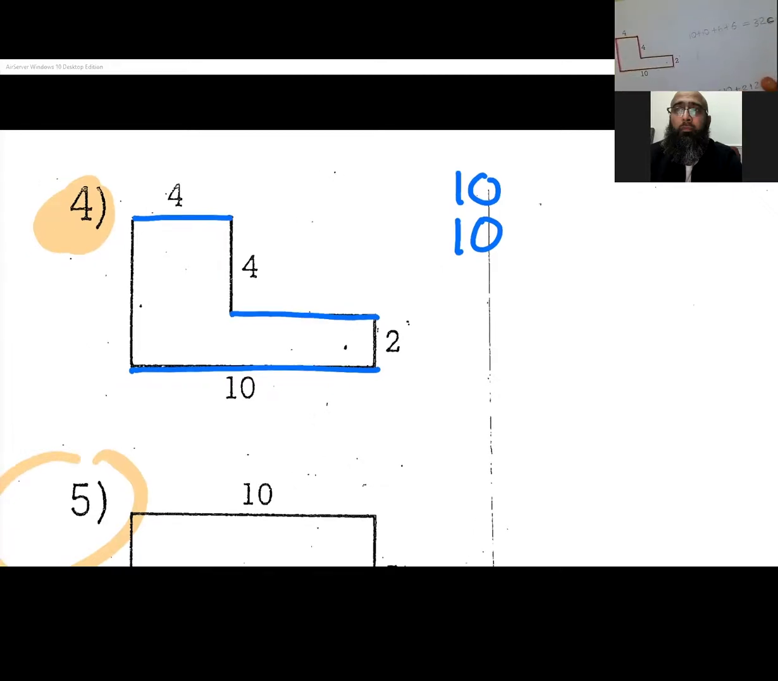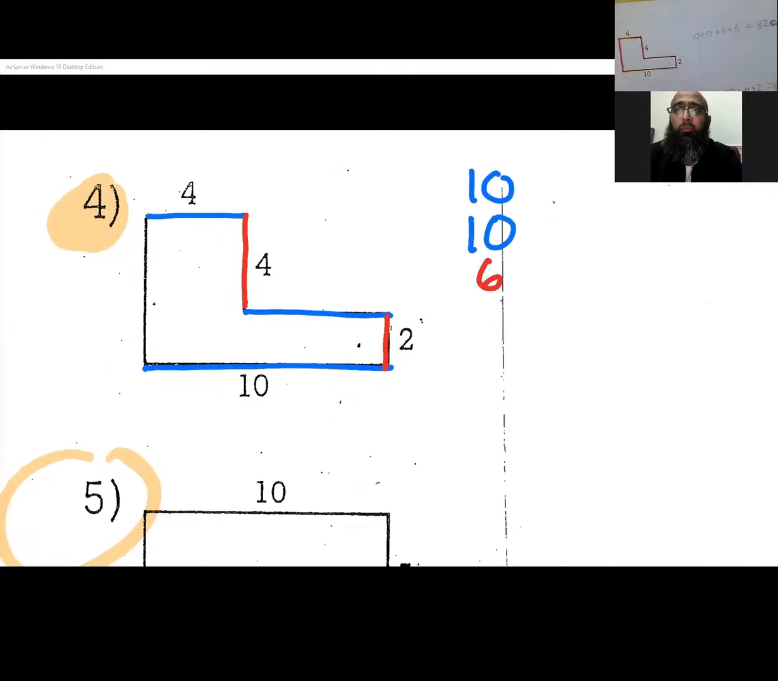So we have a 4 here and a 2 here. So you're supposed to use crayons, felt pens I'm going to use. That gives me 6 in red. And then I have another 6 there. So I got 10 add 10 is 20. 20 add 12 is 32. We call this perimeter using the coloring method.